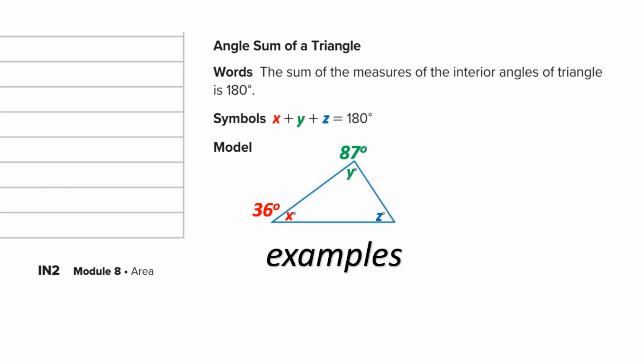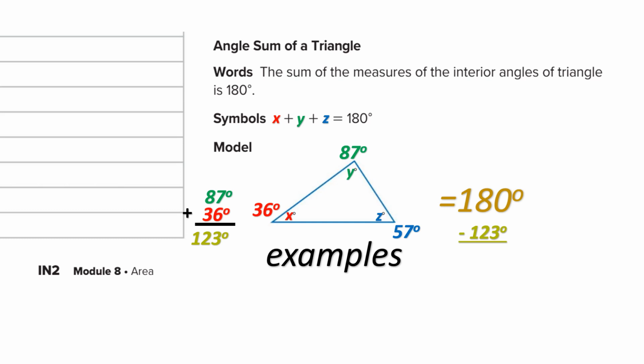So hopefully your first step was to add 87 and 36, because you know that when I add all three together, they have to equal 180 degrees. So if you added 87 and 36, you should have gotten 123 degrees. Then you should have subtracted those from 180. And then you would have found that z is equal to 57.